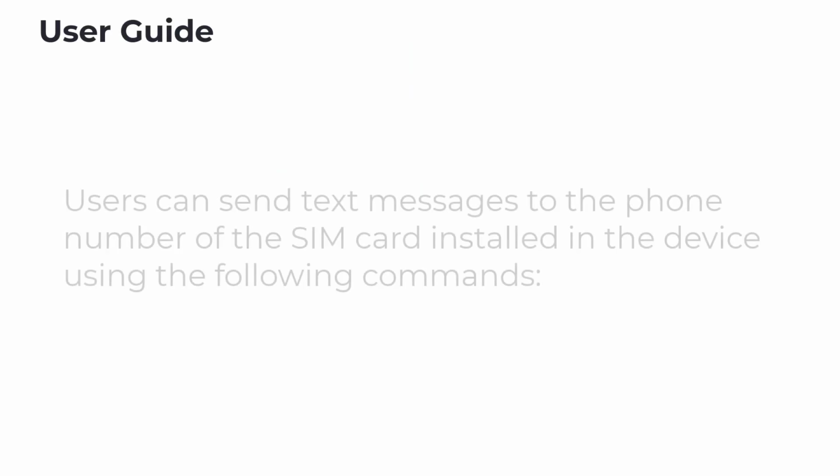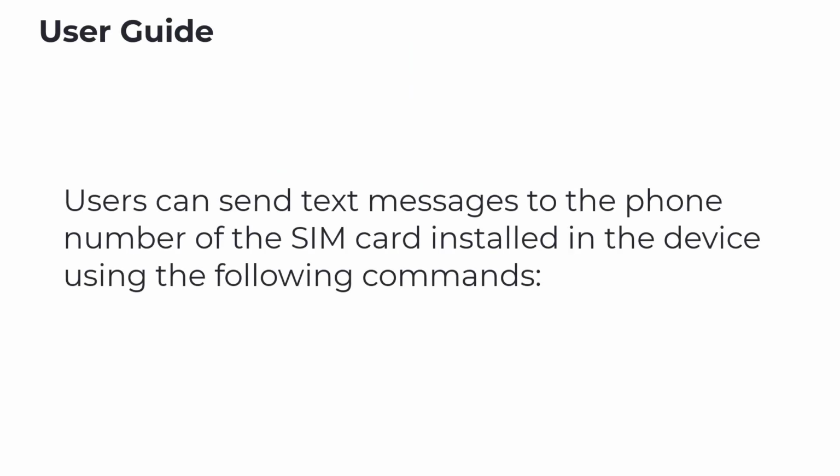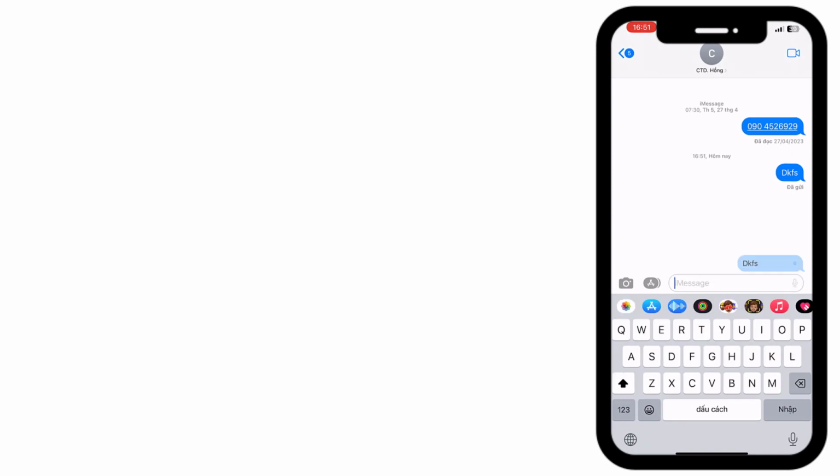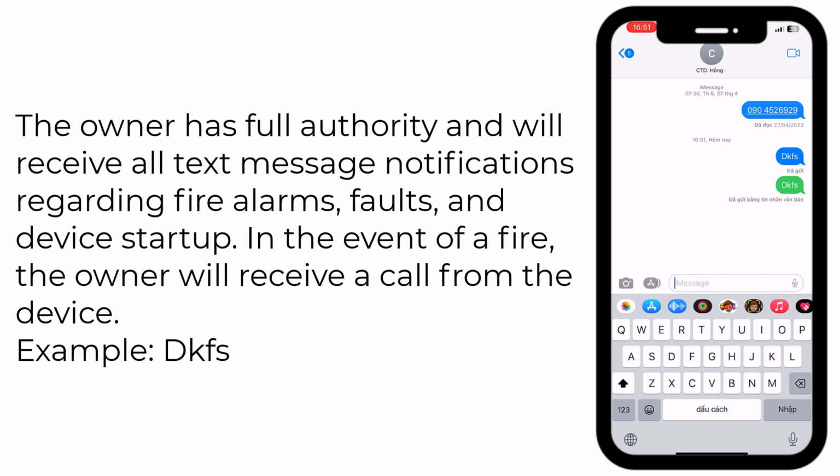User Guide. Users can send text messages to the phone number of the SIM card installed in the device using the following commands. 1. DKFS. Register owner number. Register the owner's phone number. The owner has full authority and will receive all text message notifications regarding fire alarms, faults, and device startup. In the event of a fire, the owner will receive a call from the device. Example: DKFS.